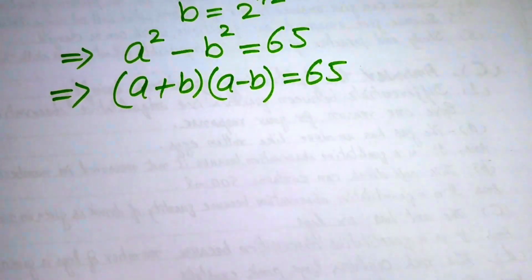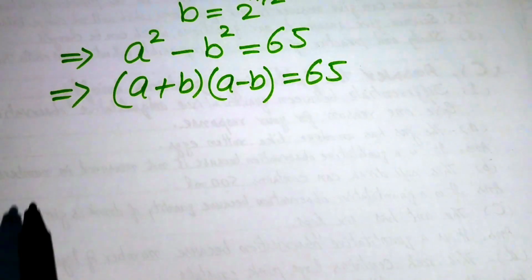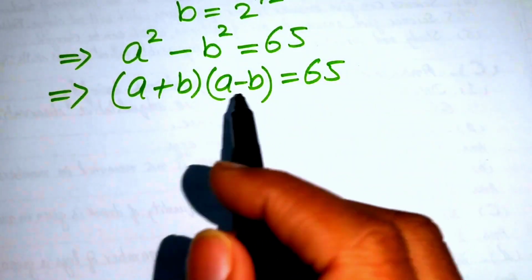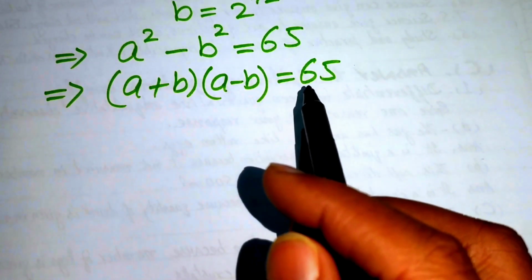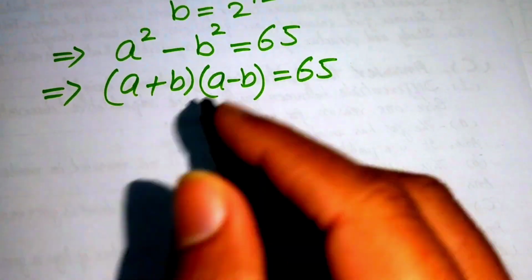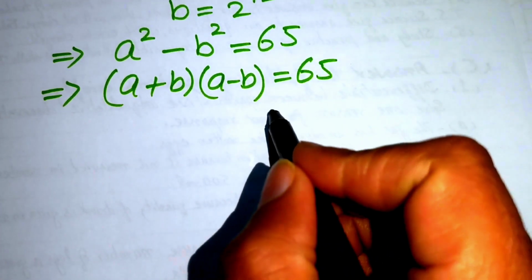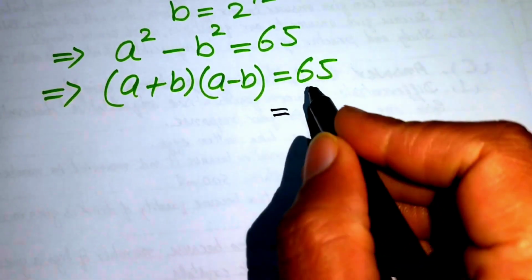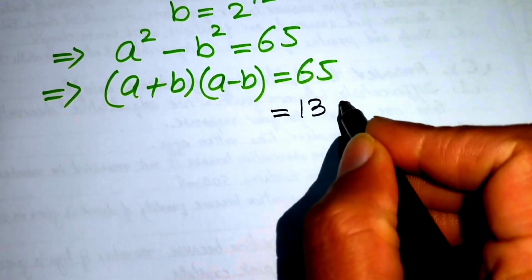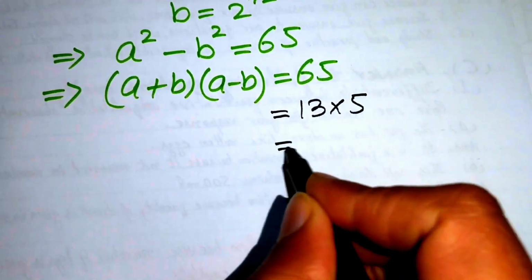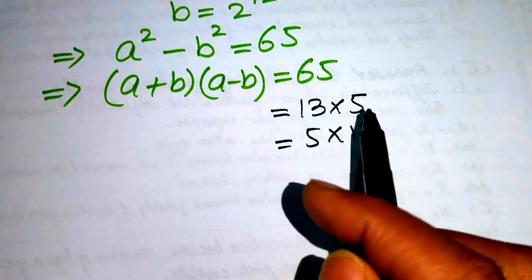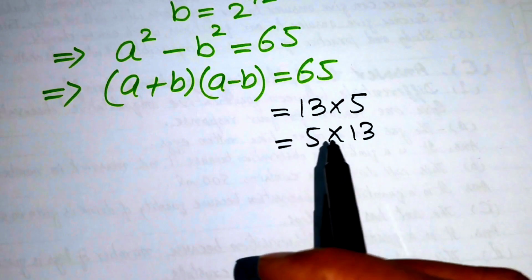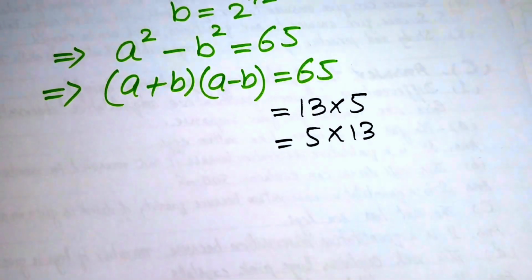And now you focus on the left hand side, we have two numbers which are multiplied by each other, which are a plus b and a minus b. So a and b are positive integers, but on the right hand side we have only one number, which is 65. So now we convert the right hand side into a product of two numbers. We know that 65 equals 13 multiplied by 5, and 5 multiplied by 13. So here we have two possibilities: 13 times 5 becomes 65, and 5 times 13 also equals 65.